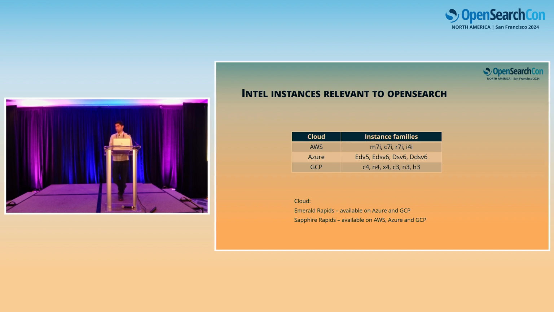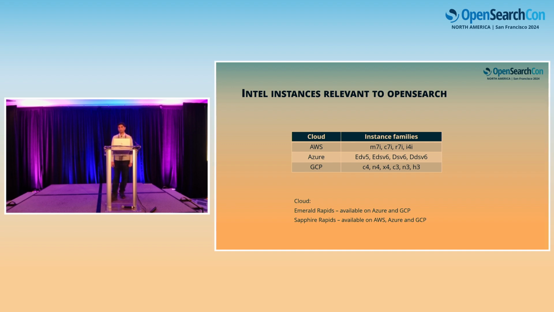Now, onto the public clouds, where you could actually use these capabilities. So on AWS, we have M7i, C7i, R7i. I listed I4i, but that's one exception. I don't think that has the accelerator. That doesn't have QAT. It has AVX.